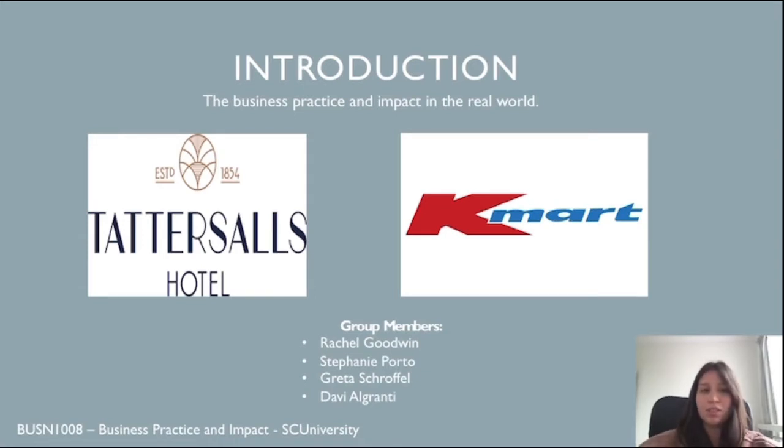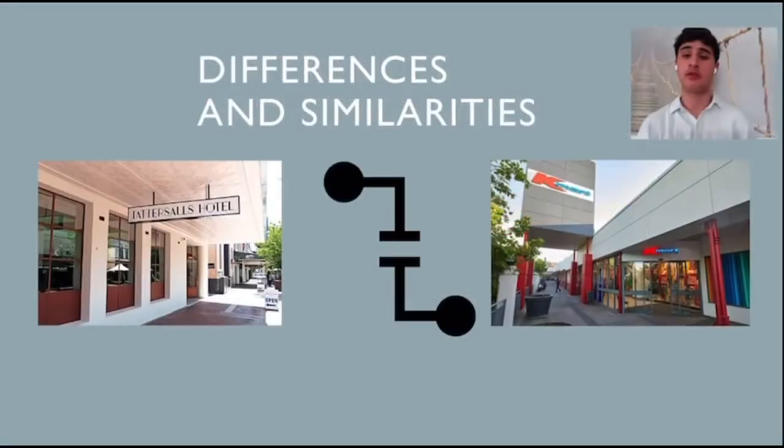And to finish this presentation, I will present a conclusion and an overview about all the topics that we have discussed. As part of the assignment, I will cover the differences and similarities between Tattersalls Hotel and Kmart. First of all, it's important to highlight that Tattersalls Hotel is within the hotel industry. So the main purpose of the company is to deliver excellent customer service to the clients, providing different rooms and facilities to satisfy all the customers.